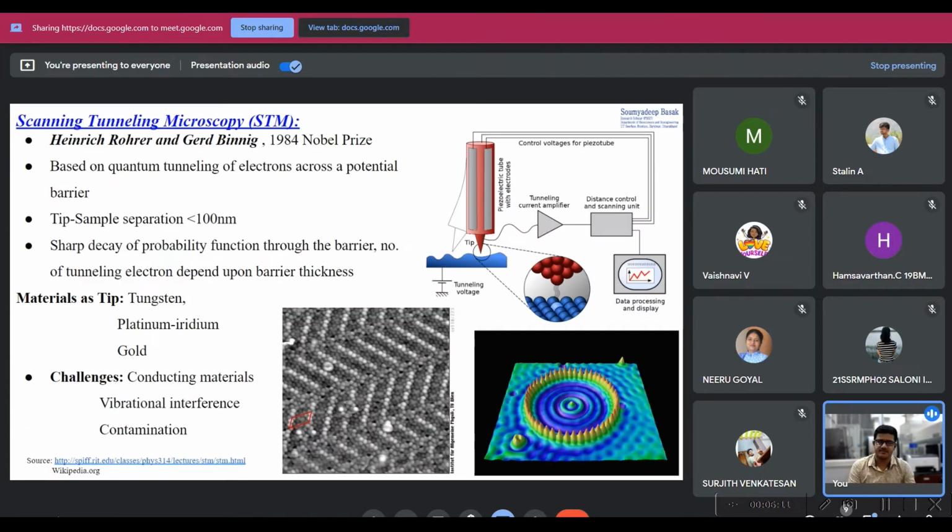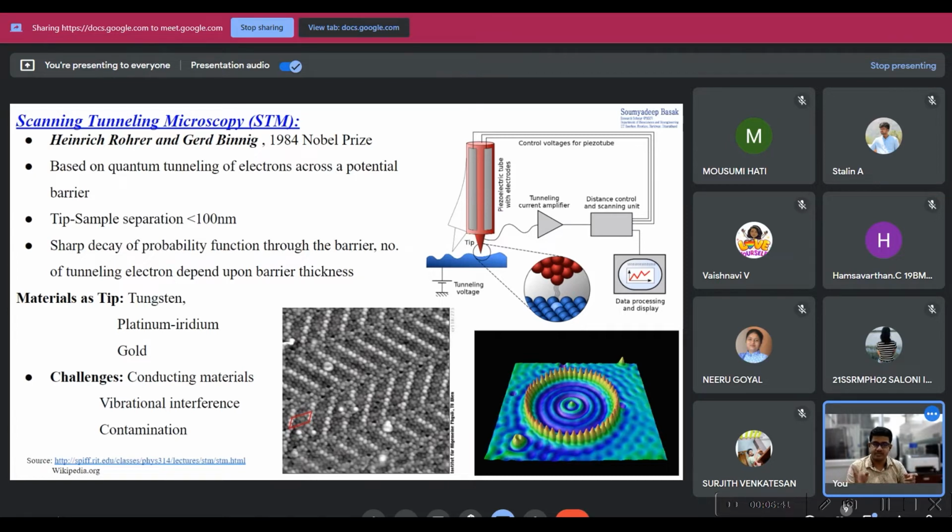Next, we also have studied scanning tunneling microscopy. You remember, right? Scanning tunneling microscopy, where very small gaps are there so that the tunneling current occurs, so that we can get atomic level information about the surface. And what are these tips made of? Tungsten, platinum, iridium. What are the challenges? Only conducting material is needed, vibrational interference, and contamination on the surface. These kinds of problems are there with the scanning tunneling microscope, but there is a very high resolution of surface information that we can get.